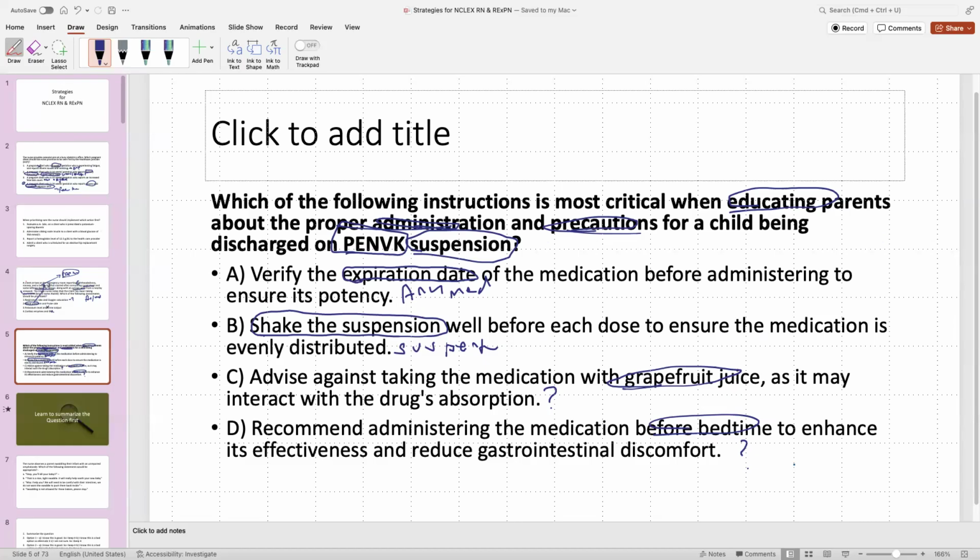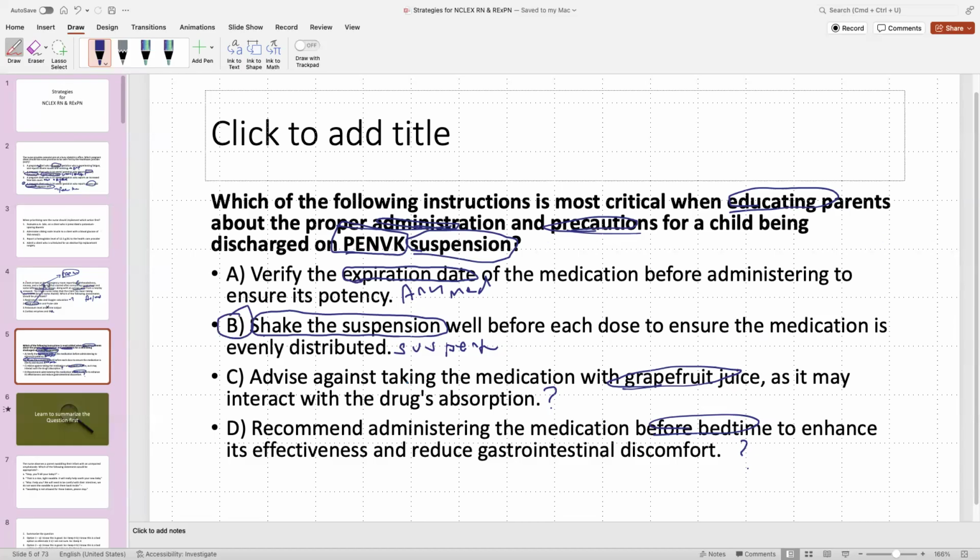Which one is your answer? What is your answer now? It could be second, B. B is the answer because the question is not about PNVK. The question is about suspension administration and this is the precaution.